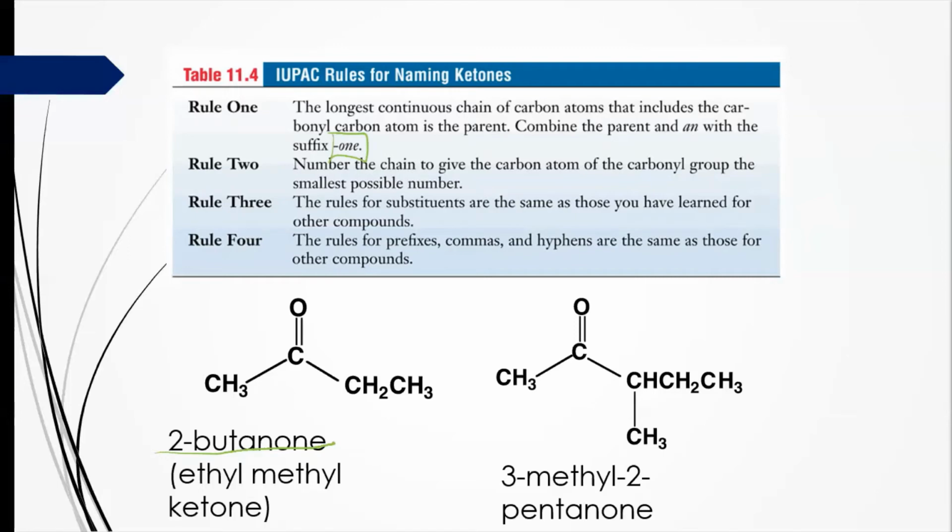So let's say that we had something that looks like this. This would be 1, 2, 3, 4. So that's but. We'd have 1, 2. So that's 2,3-butanedione. Because we have 2 ketones, each one with a number, and one's on the second, one's on the third.